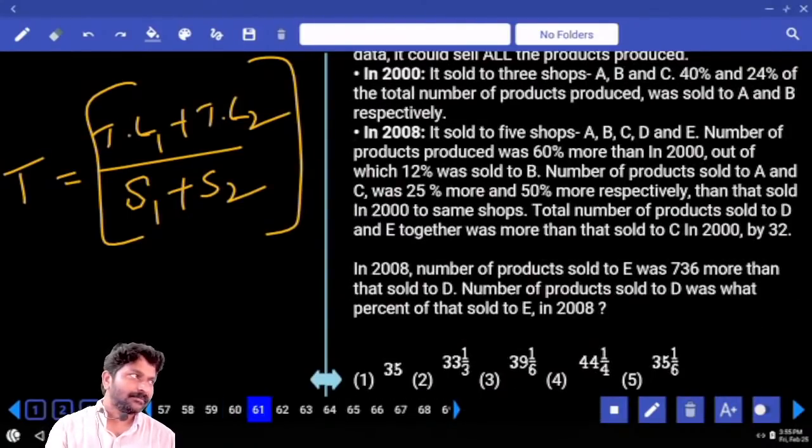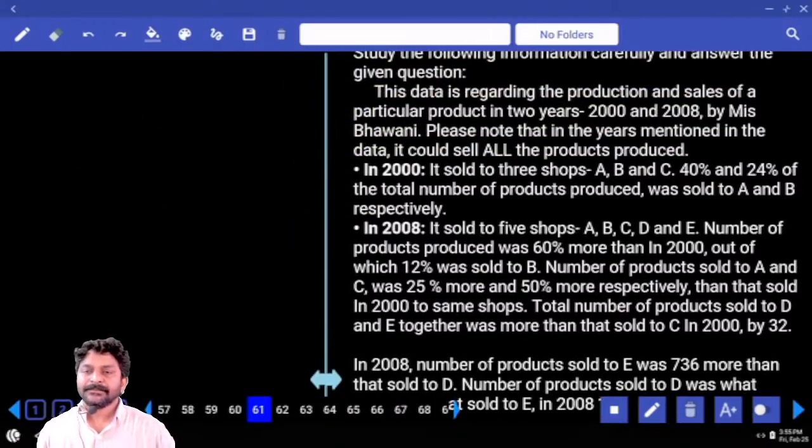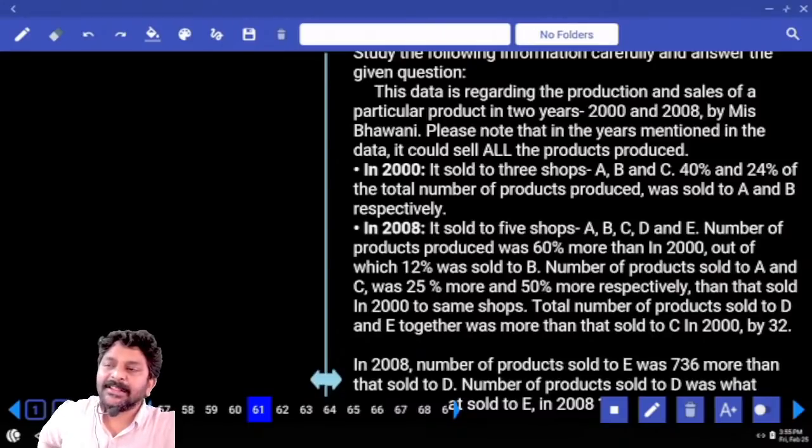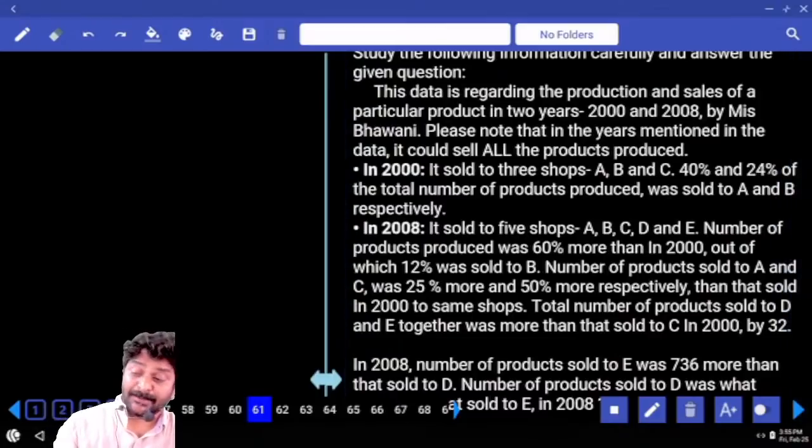Okay now. Come on. 61 onwards. Caselet. This data is regarding the production and sales of a particular product in 2 years, 2000 and 2008. In 2000, it was sold to 3 shops A, B, C. 40% and 24% of the total number of products produced was sold to A and B respectively.